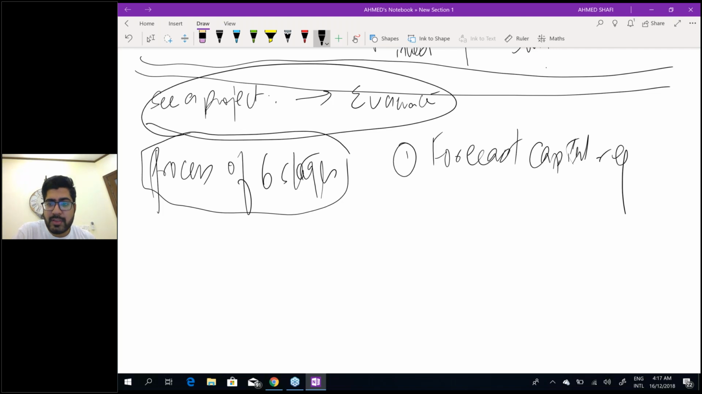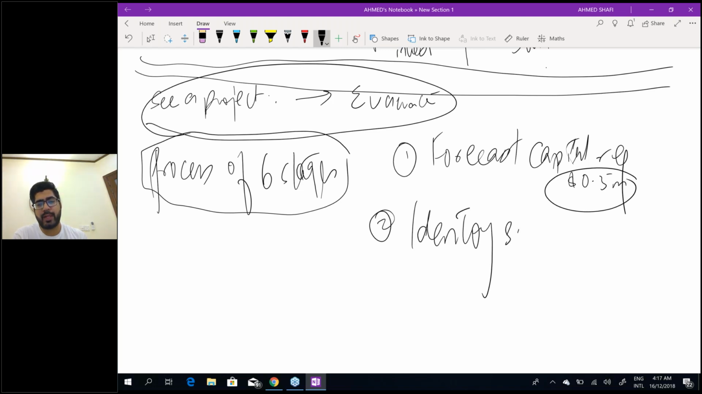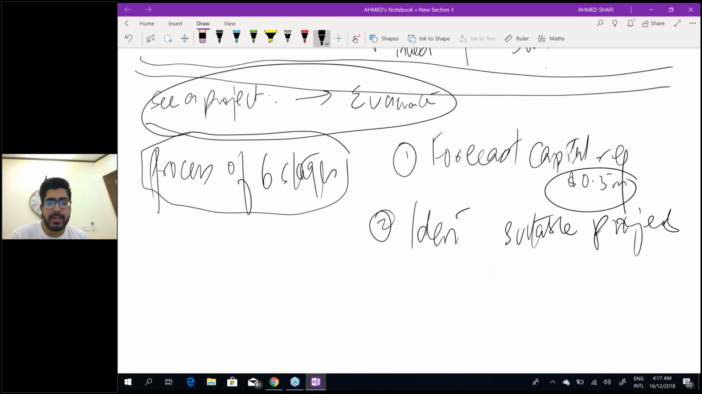Now let's suppose from this step the company gets to know that 0.5 million is spare. The next step is identify suitable projects. Find projects which fall under the range of these funds. Like for example, you have 0.5 million. You identify those projects which fall under the range of 0.5 million. Now you know there is no need to see projects of 2 million, of 0.6 million, 0.7 million. You need to identify projects which fall under the range of 0.5 million.